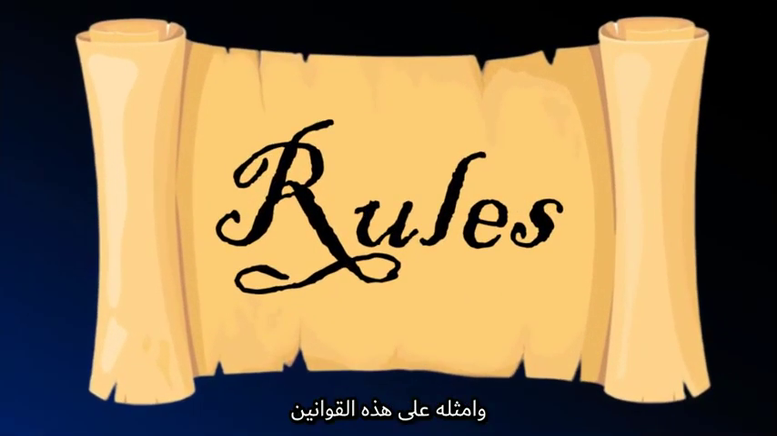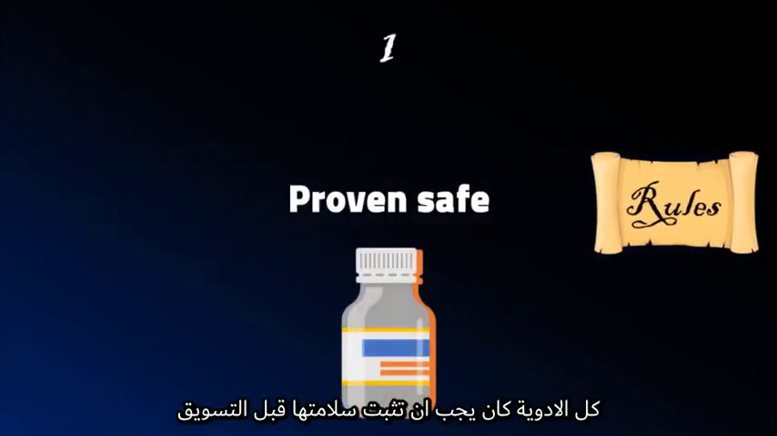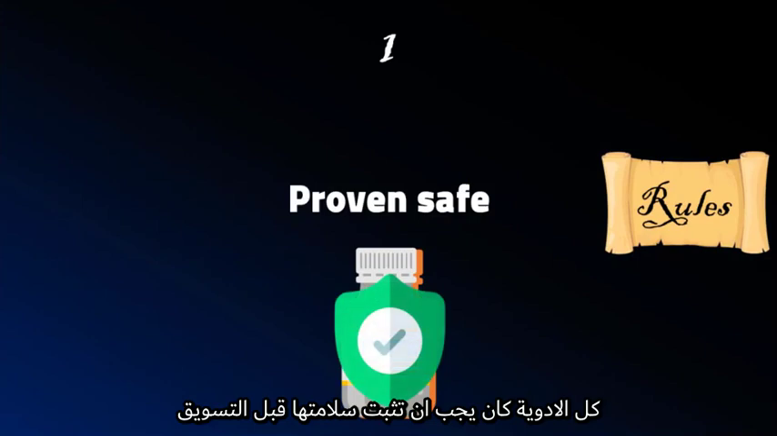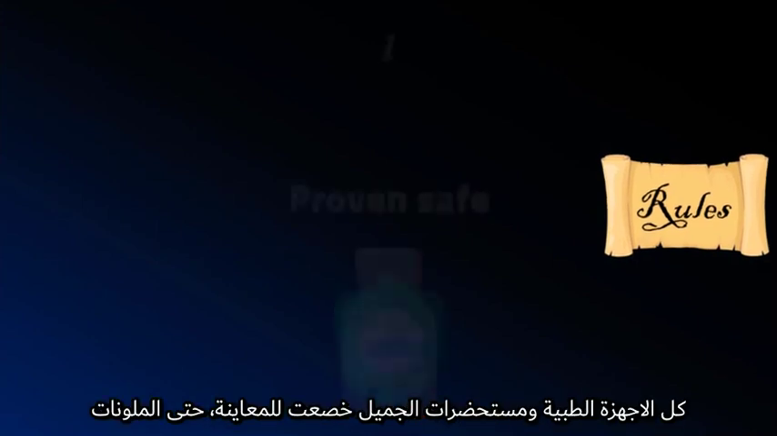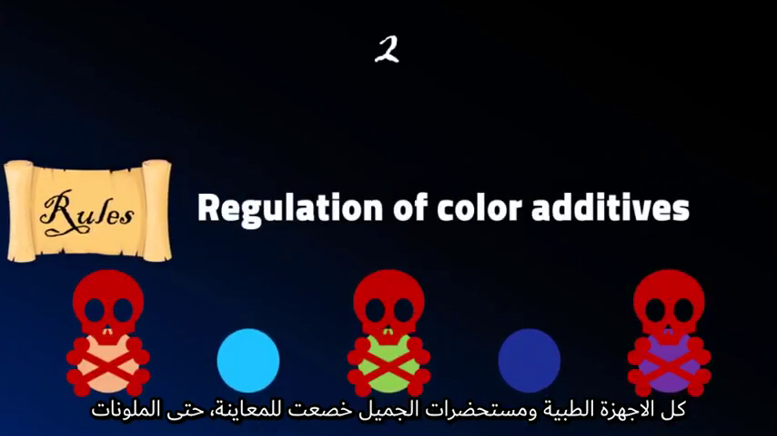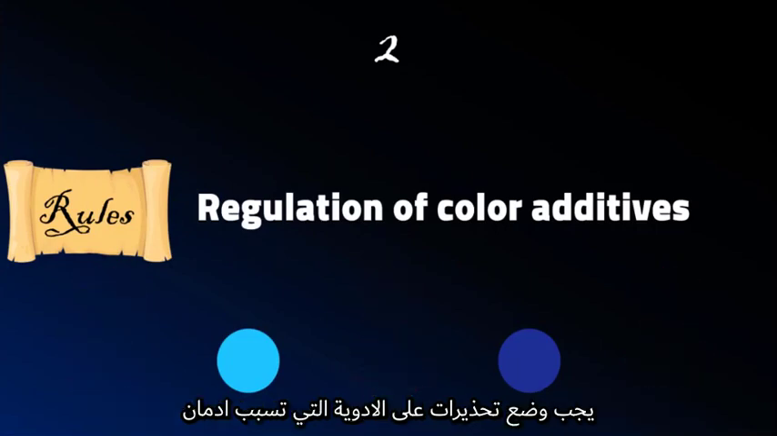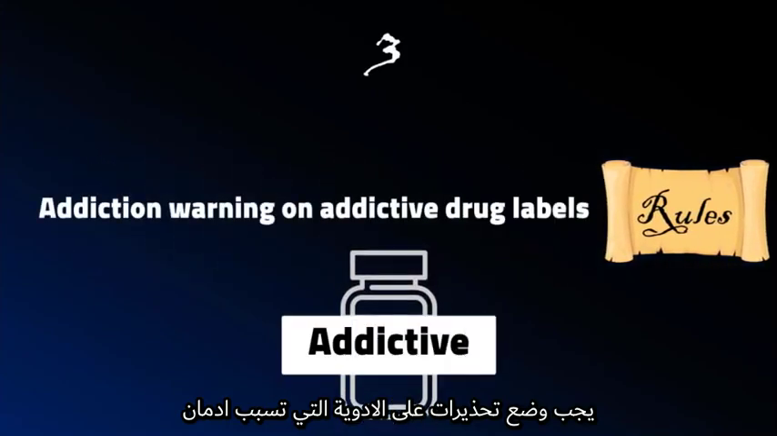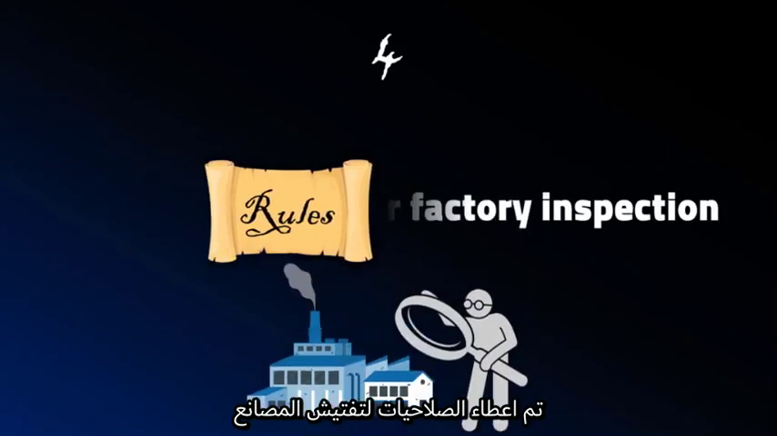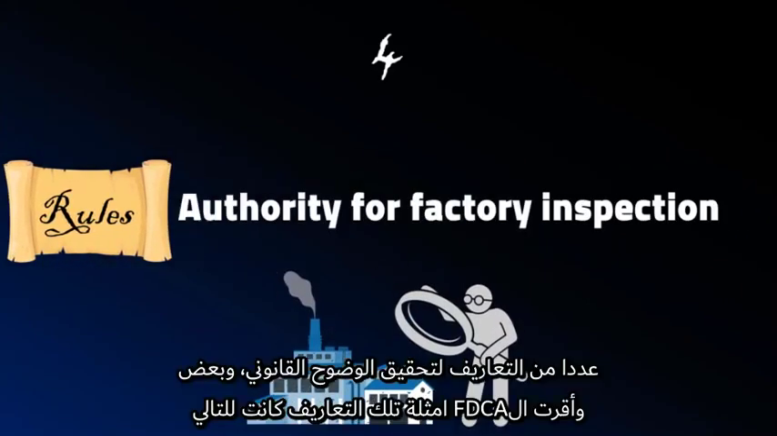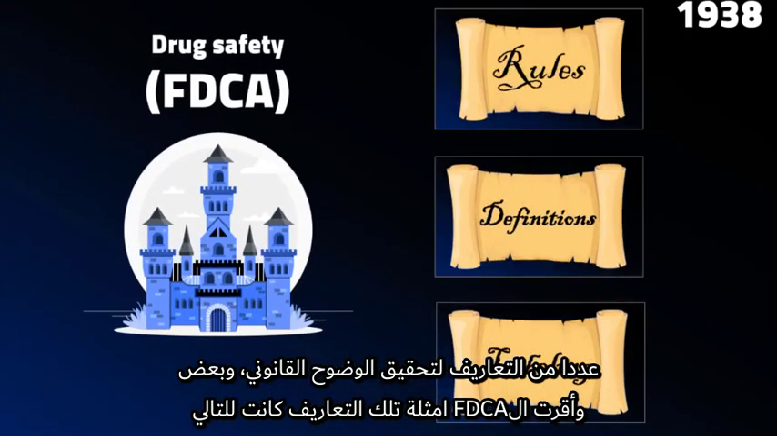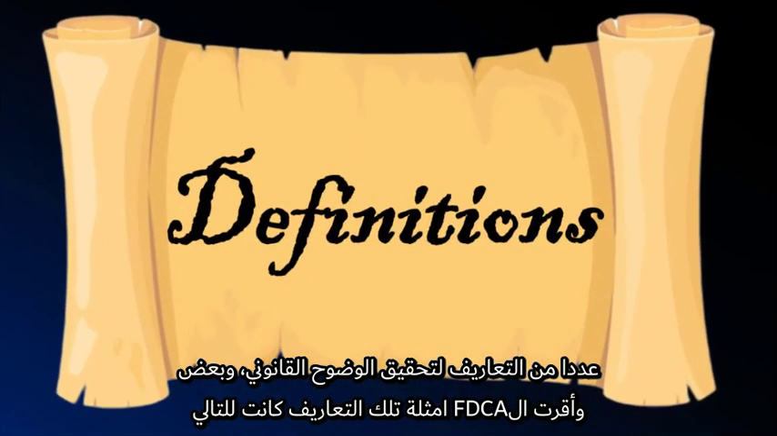Examples of those rules include: 1. All new drugs had to be proven safe when used according to the directions for use prior to marketing. 2. All cosmetics and medical devices were regulated, including color additives. 3. Warnings of habit-forming drugs were required on all package labeling. 4. Authority was granted for factory inspections. Coming back to definitions, the FDCA set a number of definitions for legal clarity.